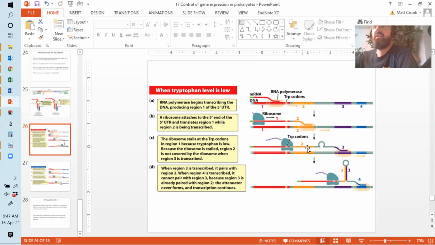And so essentially, this ribosome pauses because there isn't any tRNA with tryptophan attached to it to incorporate into this polypeptide. Region 2 is produced. Already RNA polymerase moved on. RNA polymerase will then move on and transcribe region 3 before it transcribes region 4. And so that will allow 2 and 3 to form a loop. And if 3 is already bound to 2, it can't form a loop with 4.